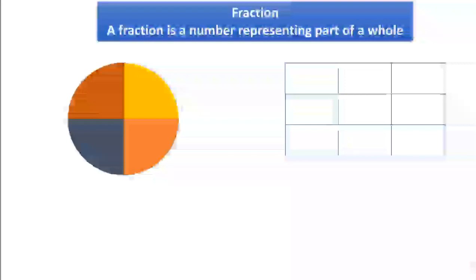Here, you can see two pictures. The first one is a circle. The circle is divided into 4 equal parts and the rectangle is divided into 9 equal small rectangles. First see the circle. Then 4 equal parts are there. We know that is the whole circle.